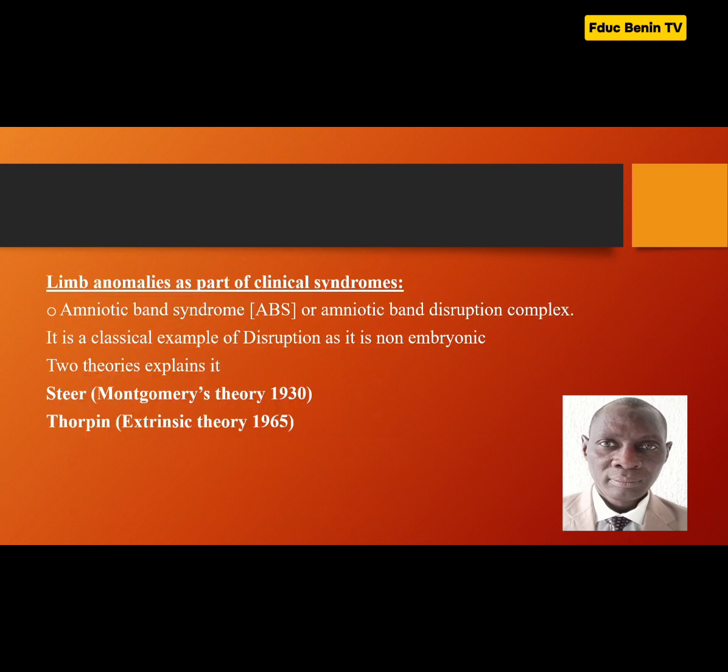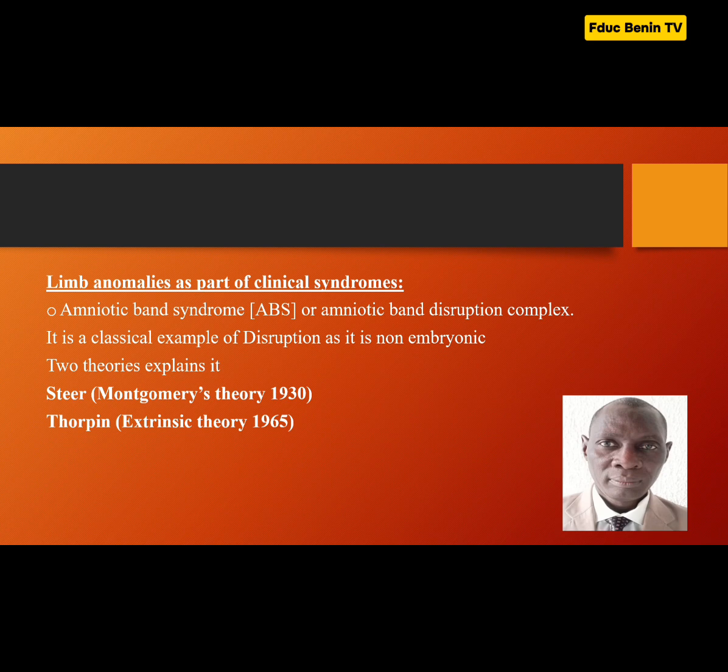Now, limb anomalies can be part of clinical syndromes. One particular syndrome is the so-called amniotic band syndrome, ABS, or amniotic band disruption complex. The 2 names are just talking about the same thing. It is a classical example of disruption, as it is non-embryonic. So what do I mean by this? It is non-embryonic because the process does not arise in embryonic fetal life. It is something that came up later due to band formation in the amniotic sac.